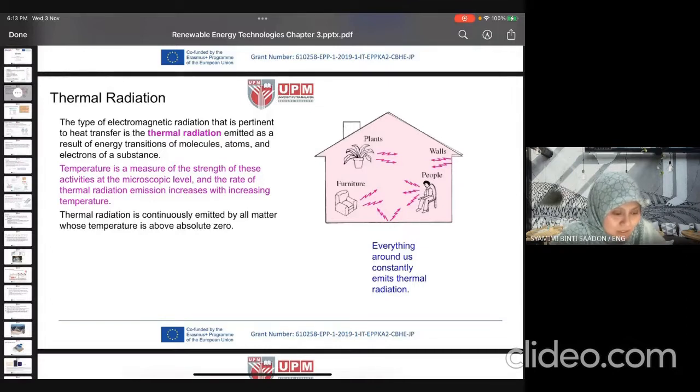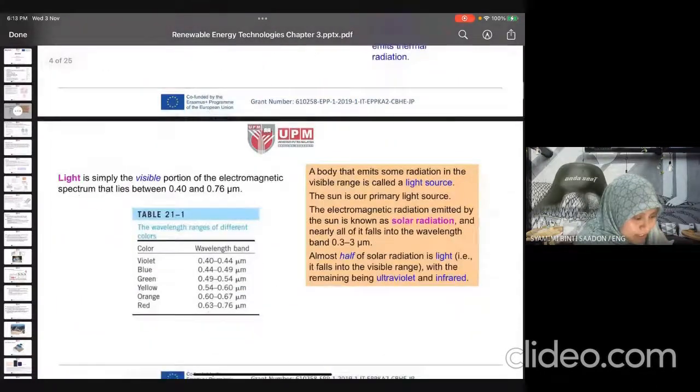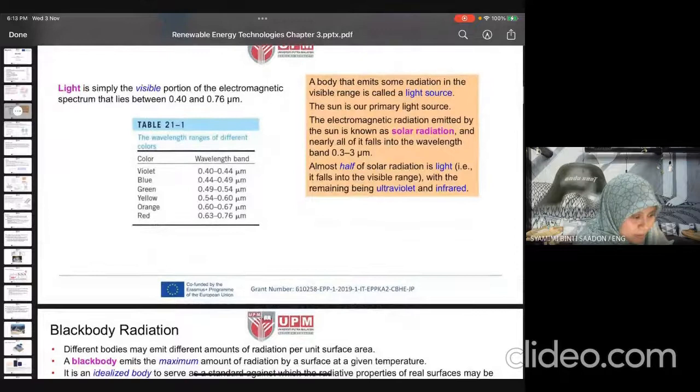For example, in a house or a building, everything around us, every solid, or even us, the people, constantly emits thermal radiation. Even we have energy in our body, so we can also transfer some heat to the surroundings, the furniture, the plants. This is some of the light wavelength data, depending on the color.